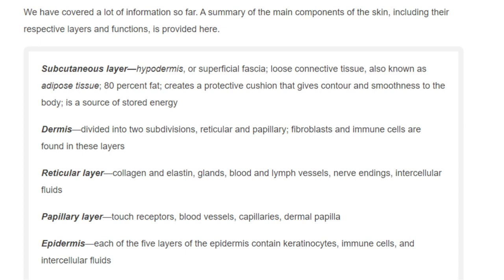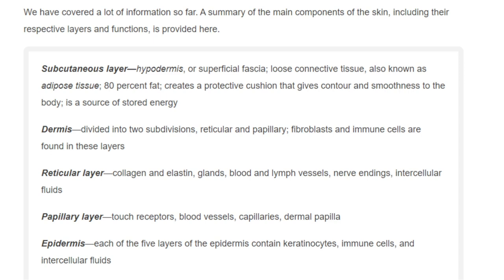A summary of the main components of the skin, including their respective layers and functions, is provided here. Subcutaneous layer, hypodermis, or superficial fascia: loose connective tissue, also known as adipose tissue, 80% fat, creates a protective cushion that gives contour and smoothness to the body, and is a source of stored energy.